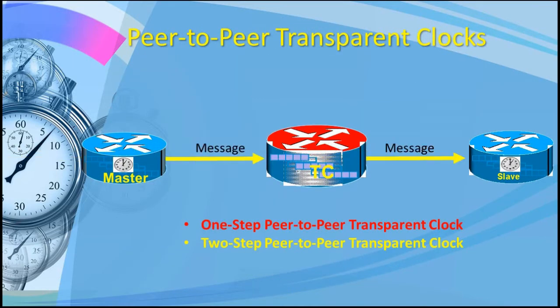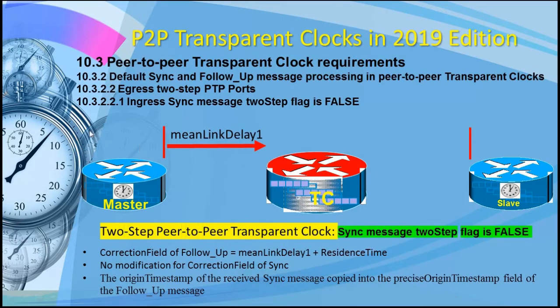So another type of peer-to-peer transparent clock is the two-step transparent clock. For the two-step transparent clock, there are two different scenarios. The first one is the transparent clock receives a sync message whose two-step flag is false. The second scenario is the sync message's two-step flag is true. These are the two different scenarios for the two-step transparent clock.